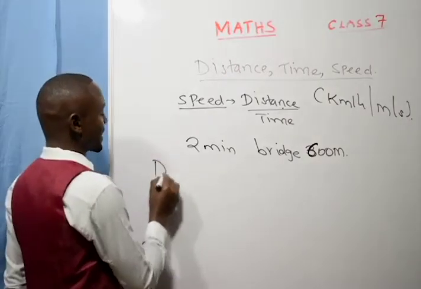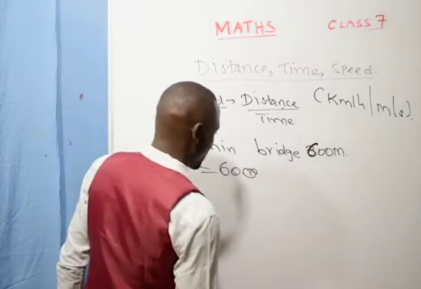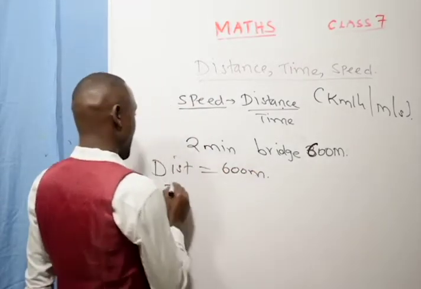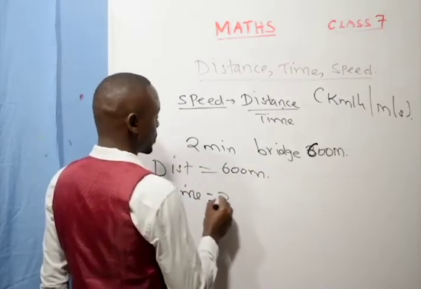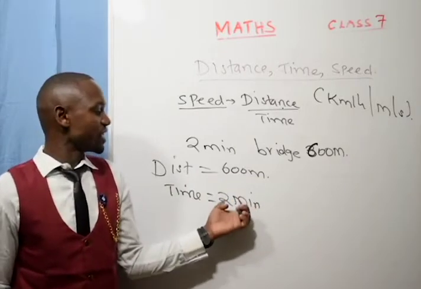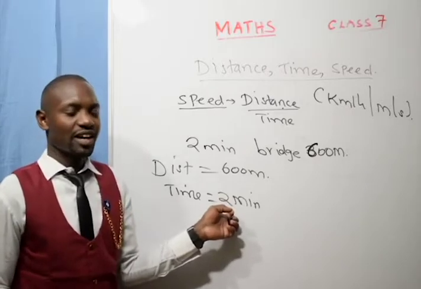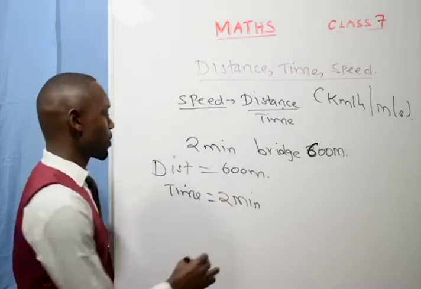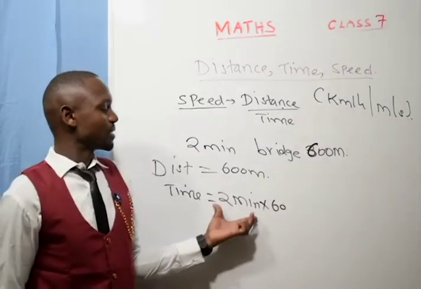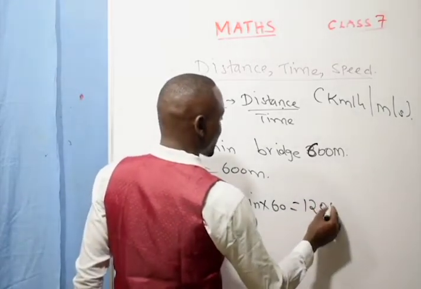So here we're given the distance as 600 meters, and we are given the time as 2 minutes. We cannot calculate speed in meters per minute, so we have to convert this one to seconds. How many seconds are there in 2 minutes? We multiply by 60. Remember what we said when we are converting minutes into seconds, multiply by 60. So this will be 120 seconds.